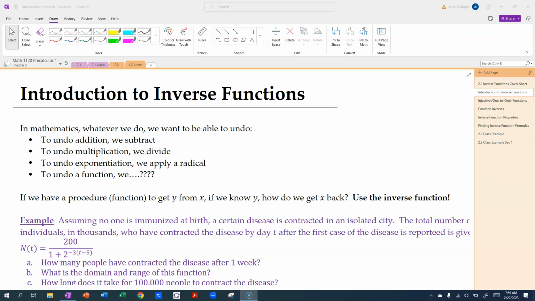In mathematics, whatever we do, we need to be able to undo. So if we have addition between two things, we undo that by subtraction. If we have multiplication between two things, we undo that by division. Exponentiation, we do a radical. If we have a function, what do we do?